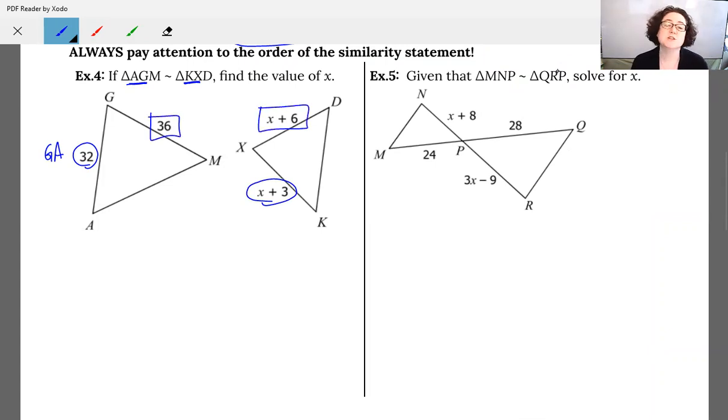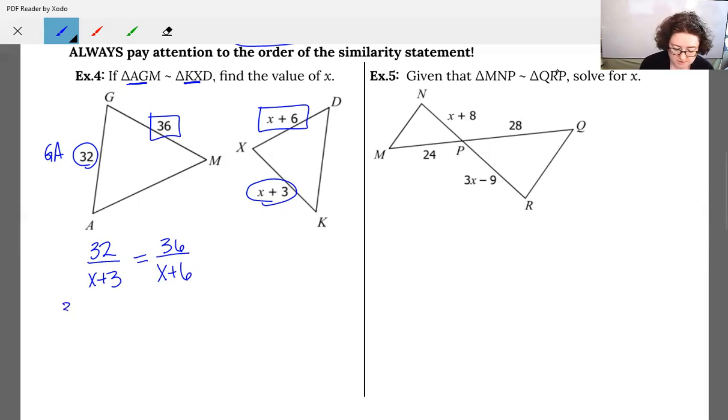And when I write my ratio, I just need to make sure I'm always going in a consistent order. So if I start with the left triangle or the smaller triangle or however you see it, always start with that triangle. So if I start with 32 and compare that to the side in the other triangle, the X plus 3, well then I need to go in the same order. So start on the left-hand triangle with the 36 and then compare that to the X plus 6. And now we just cross multiply and solve.